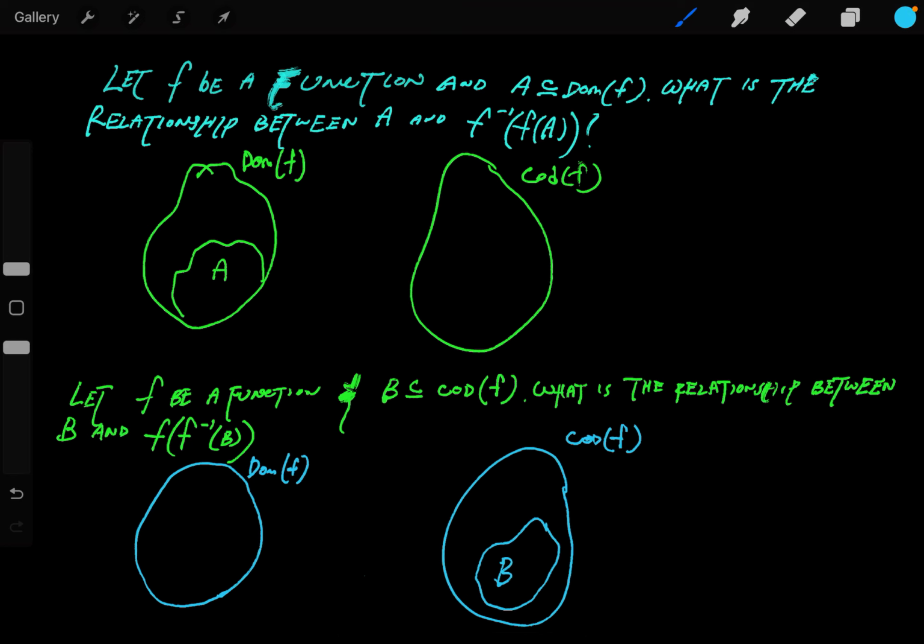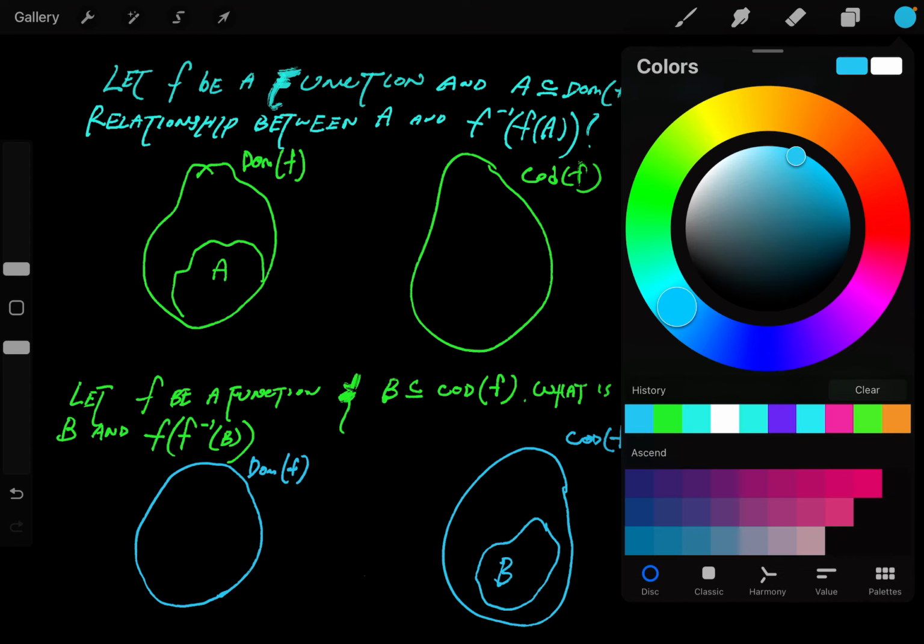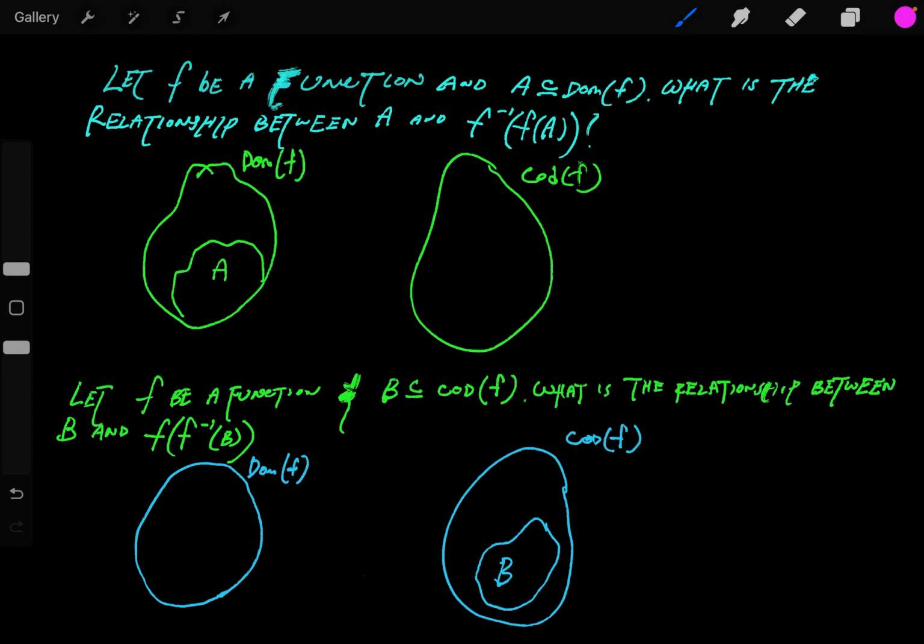Okay, so here are two questions that we could ask when it comes to functions. And I drew these diagrams, and you could use these diagrams here to help explain each of your answers. So the first question is what is the relationship between A and the pre-image of the image of A, right? That's what this is saying, okay?